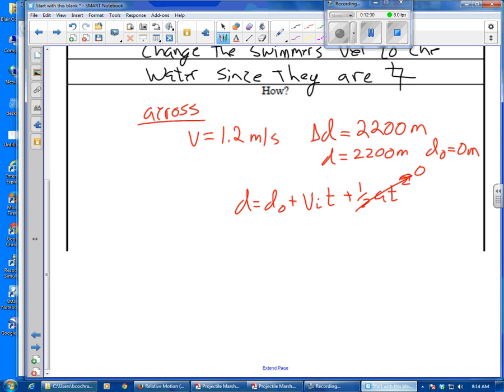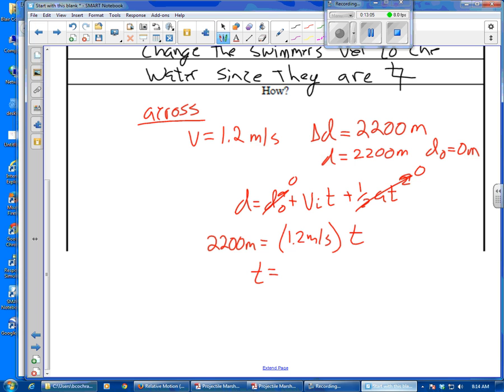No acceleration. How can I tell from something's path if it's accelerated? If it's moving in 2 dimensions and it's accelerating, what type of path is it going to follow? It's going to be curved, right? Good. So 2,200 meters equals, well, that's 0, so equals 1.2 meters per second times t.